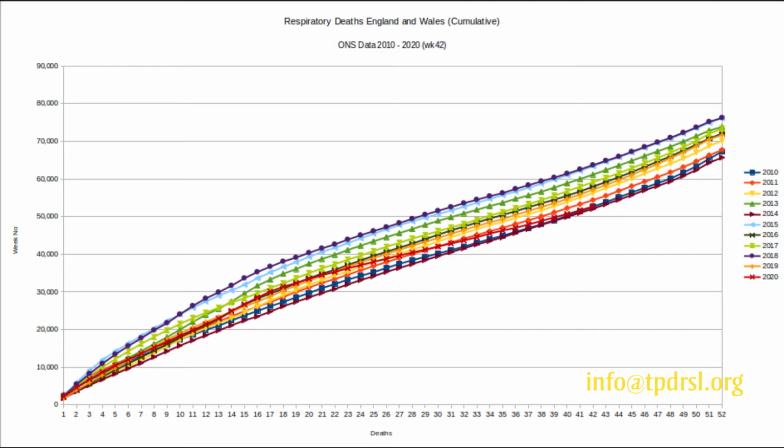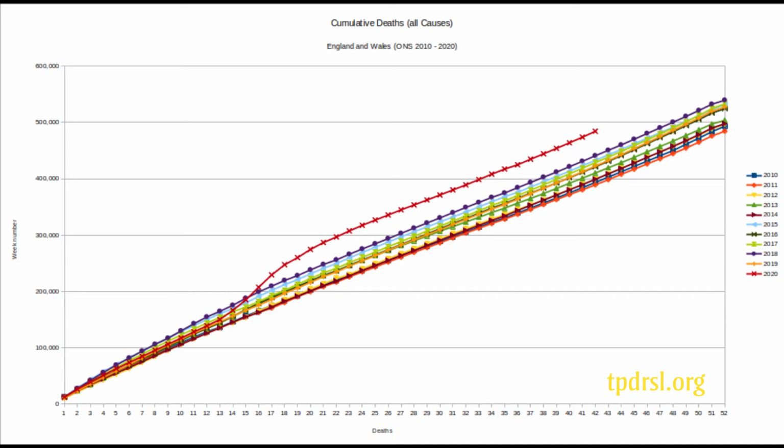We'll now have a look at a couple of cumulative graphs. The first one you've already seen in the previous video, and that's the cumulative count of deaths by week for the years 2010 to 2020. And it shows that none of the years have any unusual distribution of deaths in that period. This one shows the cumulative deaths over the same period, but for all causes. And most of the lines are pretty much the same as all the others, except for one. And of course that is 2020.